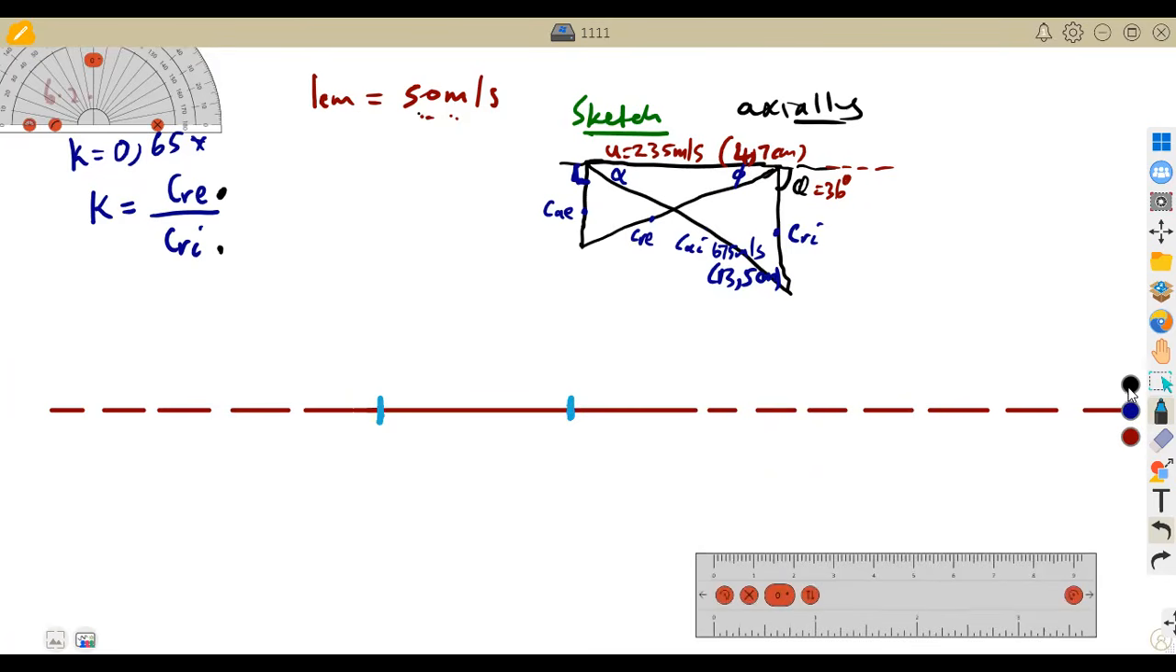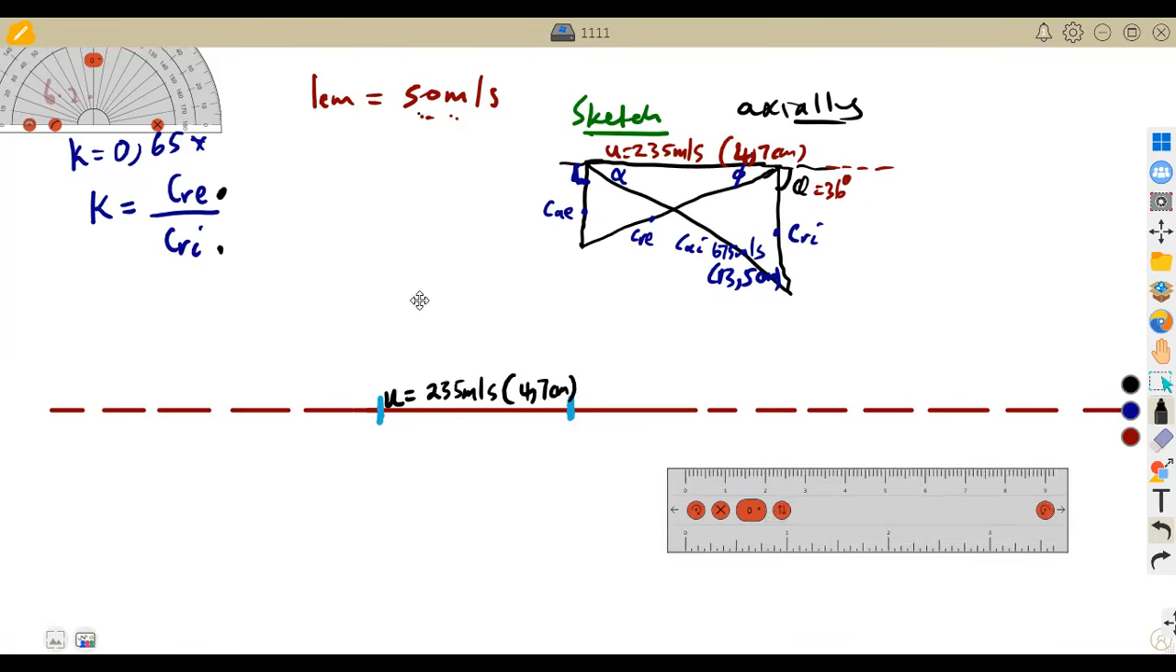To represent our blade velocity. So our U, which is considered as 235 meters per second, in terms of centimeters we said it's 4.7. So we measured 4.7 on this line. So that's our reference part.